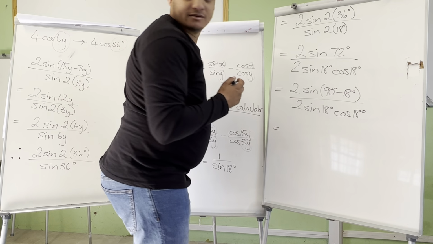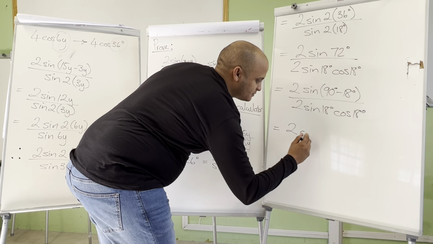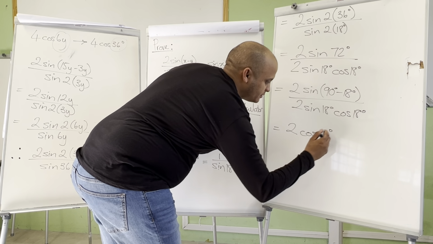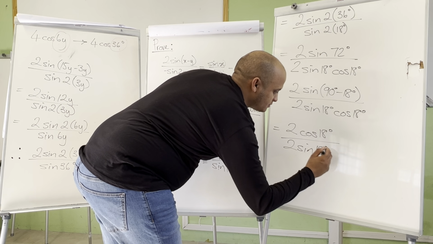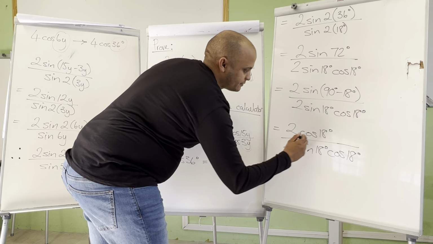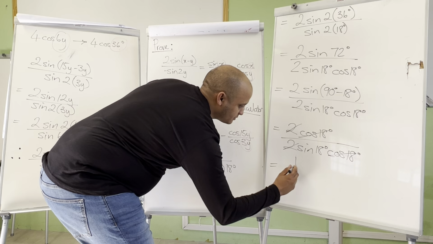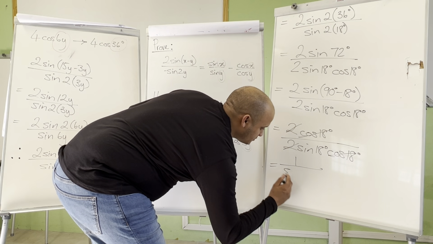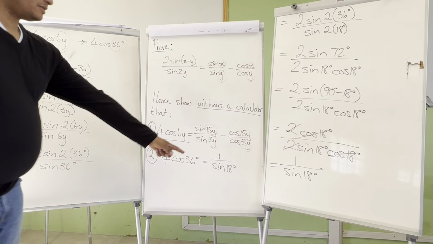It's going to be cos 18. So we're going to get 2 cos of 18, right? Okay, so I think we can all see now where this is going. The cos 18s are gone. And the 2s. So that's what I meant, Nico. No, you did not mean anything. 1 over sine 18. And there we are.